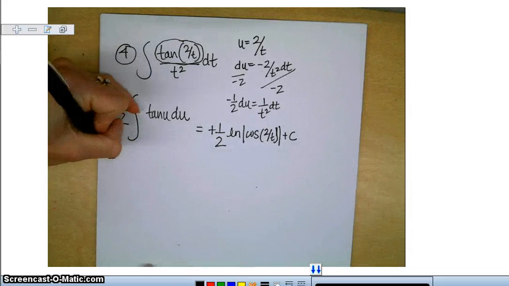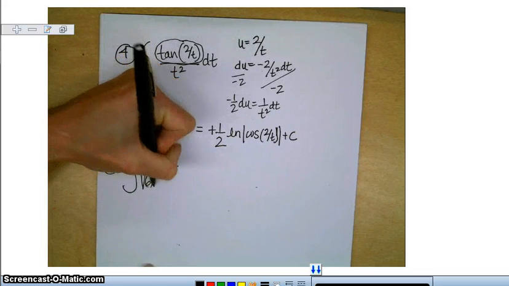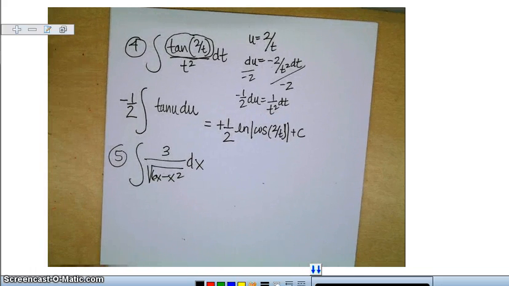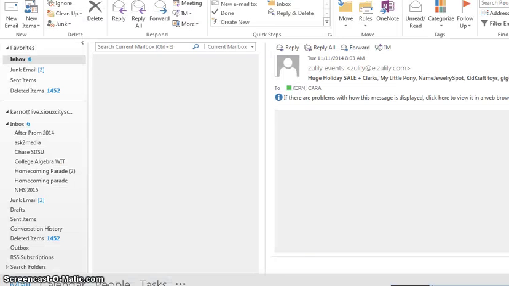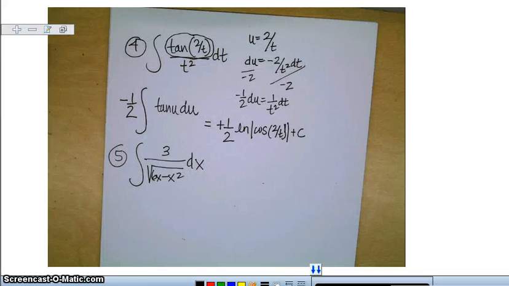All right, so next one. That's 6x minus x squared, yeah. Okay, I think we need to complete the square here.